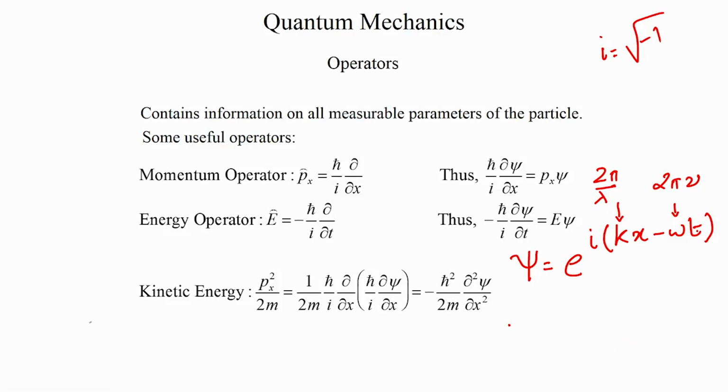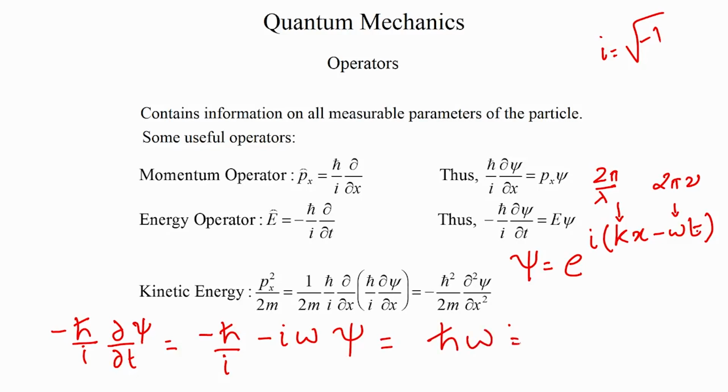So if I were to use this operator, which is minus h bar by i, ∂ by ∂t, on the wave function, what do I get? Taking the time derivative of the wave function, I should end up with minus h bar by i into minus i omega into psi itself, which is the exponential term. This is nothing but h bar omega, which is h by 2 pi into 2 pi nu, which is h nu, which is my energy. So that is why this is an energy operator, and it seems like it is all fine.